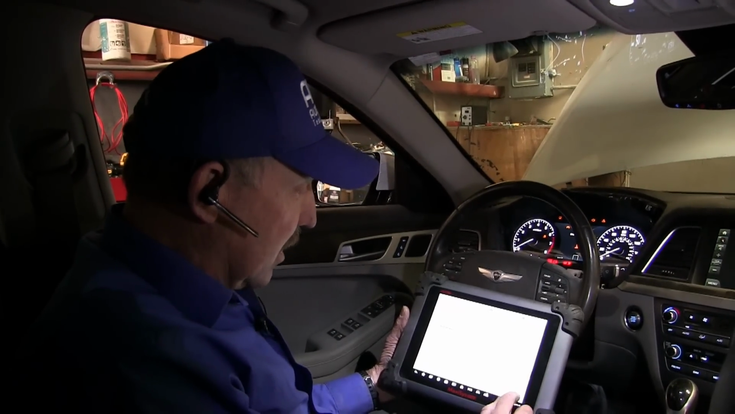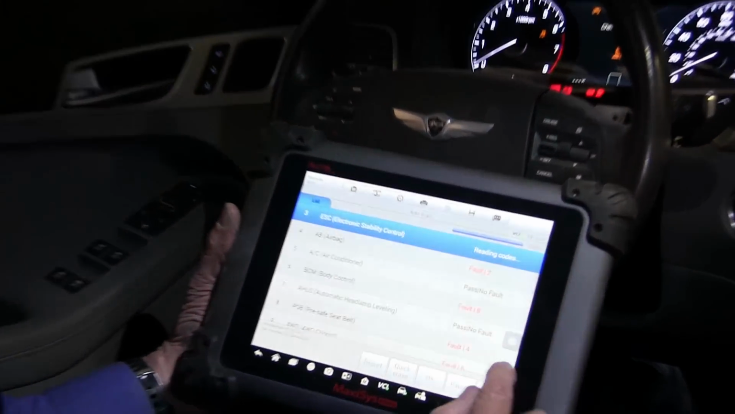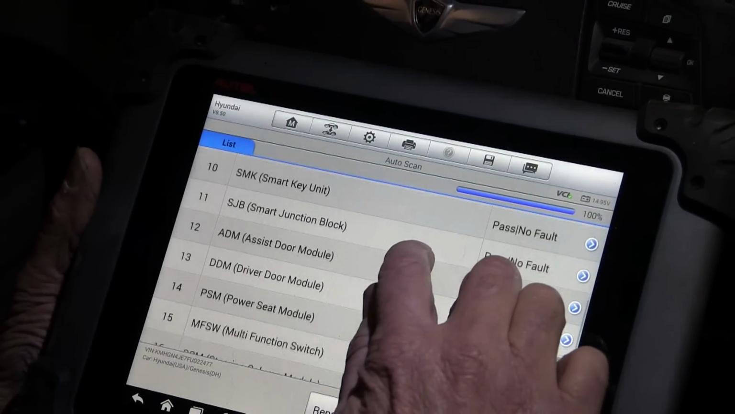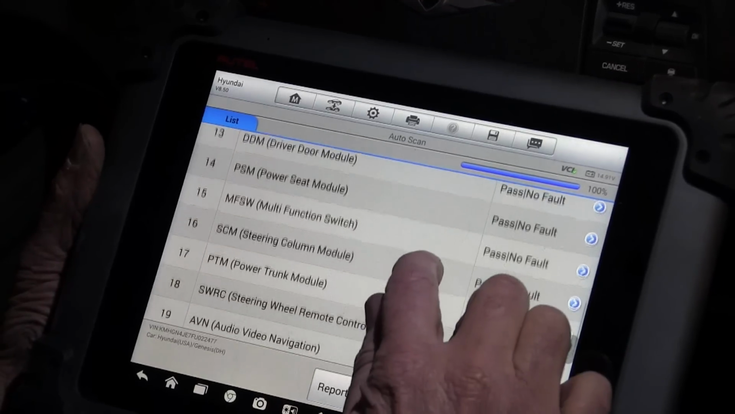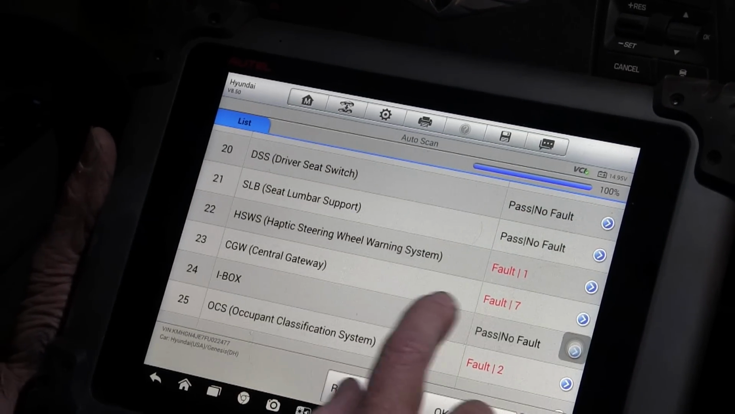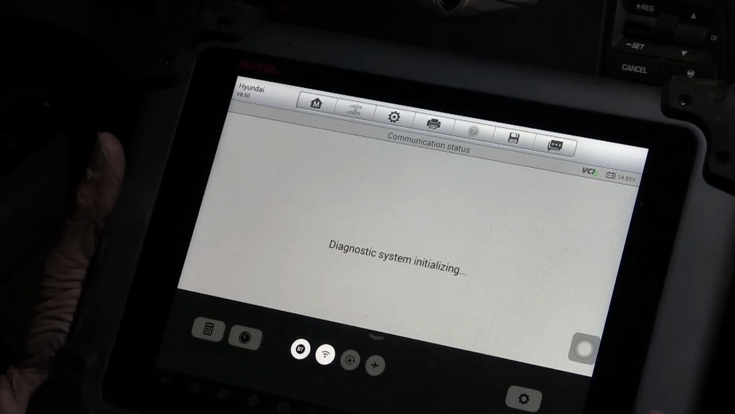Now, one of the things I really want to do is go get the gateway. Should be in the data to display somewhere here. Here we are. Here's the gateway. We have 7 faults in the gateway.